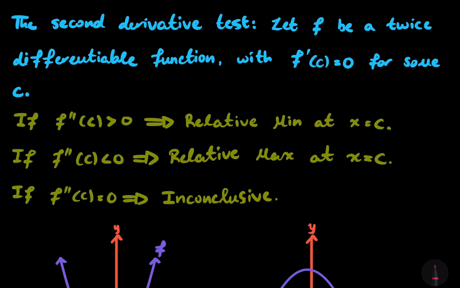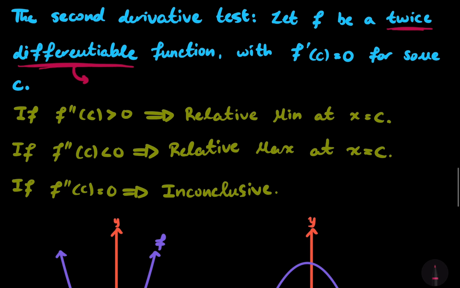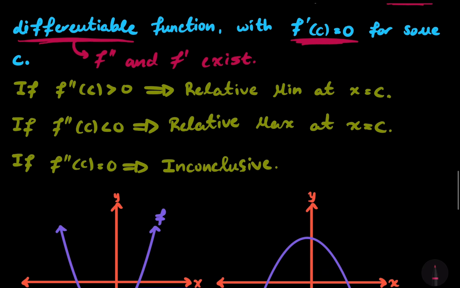So the second derivative test essentially tells us that if we have f, which is a twice differentiable function, right? Twice differentiable means that the second derivative exists. So let me just say that f double prime and f prime both exist. These both have to exist. Then, and also that we have f prime of c equal to 0 for some c, right? So we have a twice differentiable function with a critical point, or a stationary point, at least one stationary point. Then if one of the following three hold, we can actually use the second derivative test.